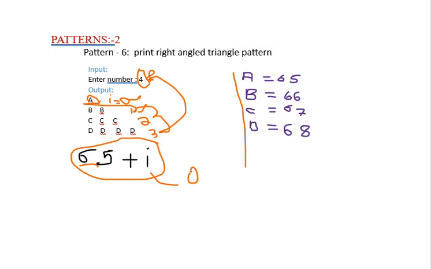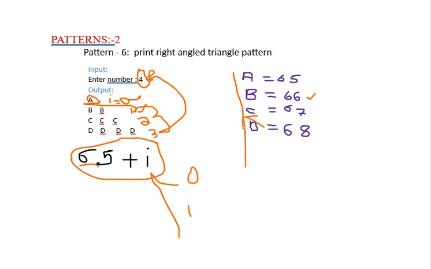What is the character for Unicode 65? Which is capital A. At the second iteration, I is equal to 1. Then 65 plus 1 is 66. 66 is the Unicode of B. Similarly, I is 2, so 65 plus 2 is 67. 67 is the Unicode of C. And the next iteration, I is 3, so 65 plus 3 is 68. The Unicode of 68 is D.